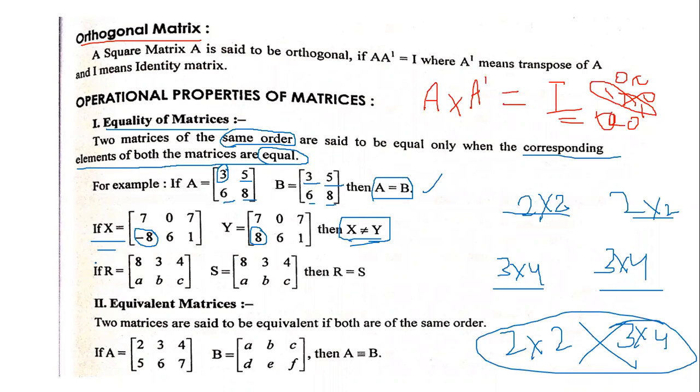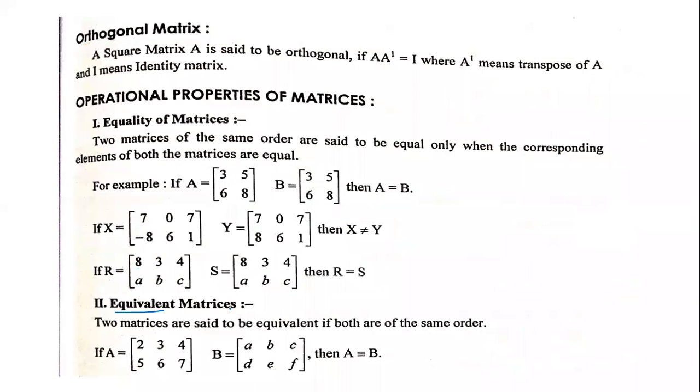Now again, if you see the third example here, all the 3 are the same in both R and S. So you can say R is equal to S. So this is equality of a matrix. Did you all understand this part? Any doubts in equality of a matrix? Okay, good.